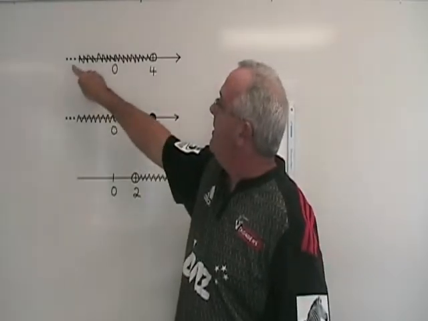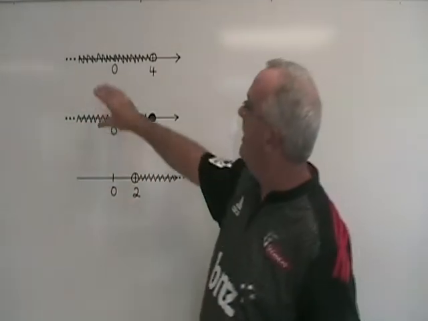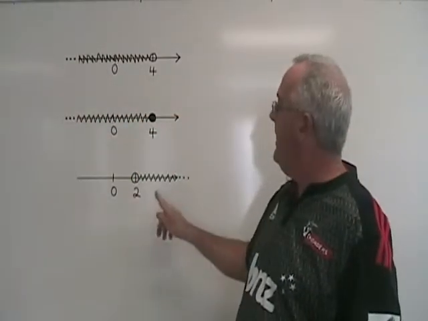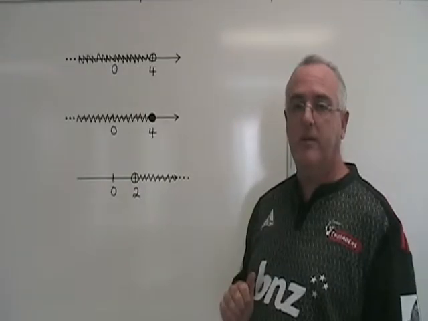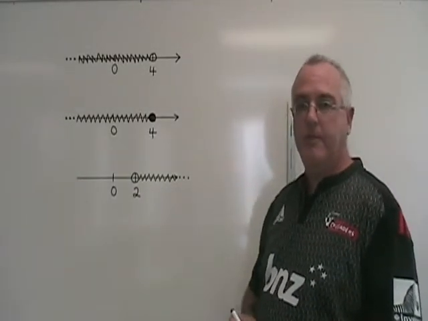The arrow is telling me that it keeps going in that direction and helps me to see that these first two are going to negative infinity and this third one is going to positive infinity. Let's express these with set builder notation.